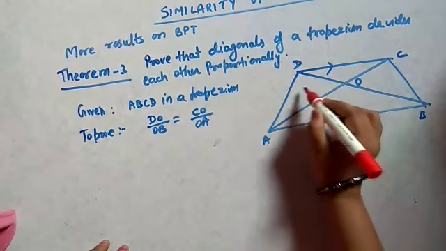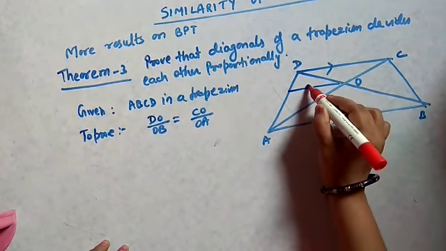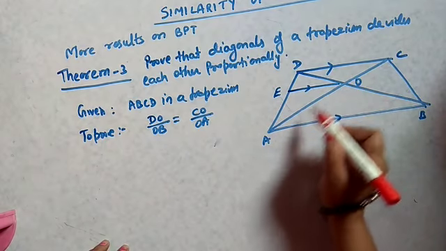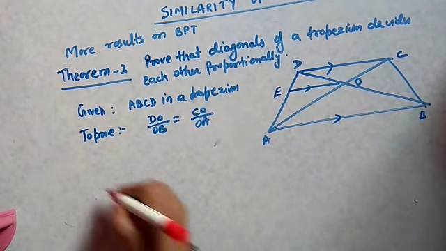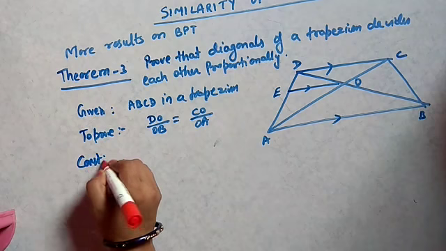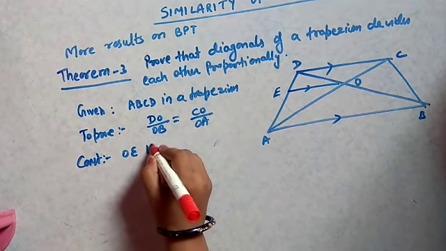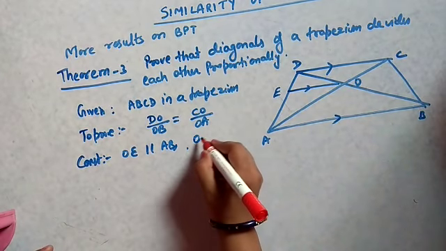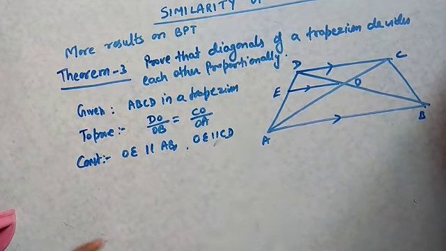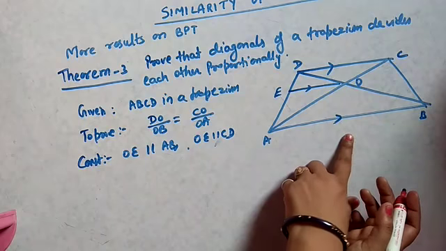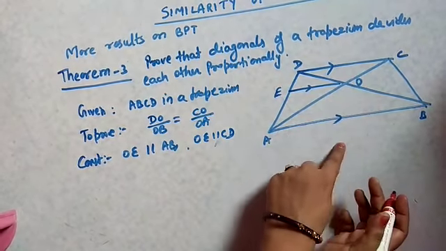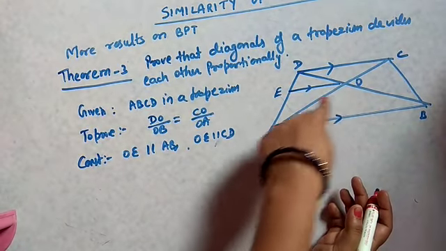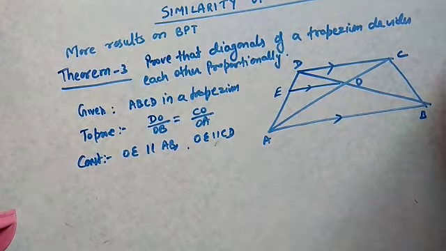I am joining this O with this, in such a way that this is point E and OE is parallel to AB. So I am writing here construction: OE parallel to AB. Since OE is parallel to AB, OE will be parallel to CD also, because it is already given that AB and CD are parallel. So by construction, OE is parallel to AB, which means OE is parallel to CD also.